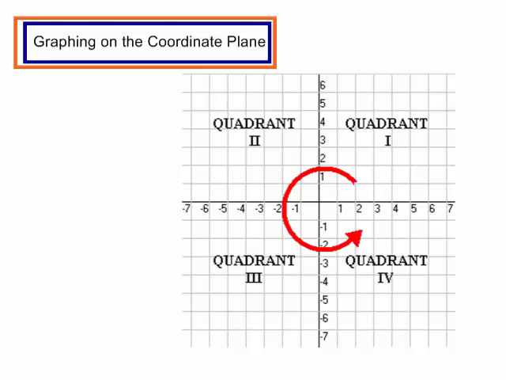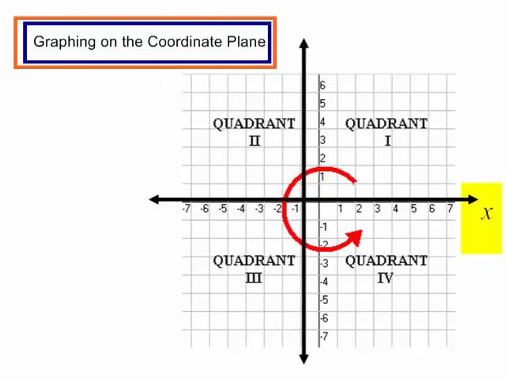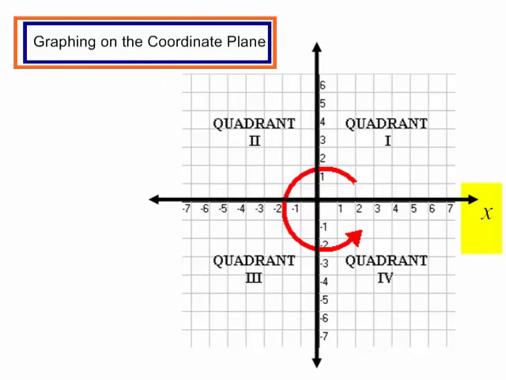We are going to talk about graphing on the coordinate plane. We have a picture of a coordinate plane. It has a horizontal axis. It runs right and left. This is the x-axis. It has a vertical axis that runs up and down. It is the y-axis. These two axes meet at a point, 0, 0. It's also known as the origin.